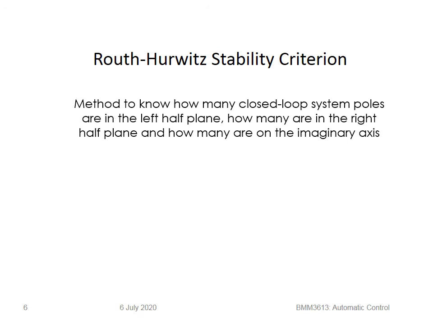Now we look at the Routh-Hurwitz criteria. So what does the Routh-Hurwitz criteria do? It's a method to know how many closed loop system poles are in the left half plane, how many are on the imaginary axis, and how many are in the right half plane. So basically it's a criteria that allows us to tell how many poles are on the left, how many on the j omega axis, and how many on the right half plane. By doing this, you can directly know whether your system is stable, unstable, or marginally stable.